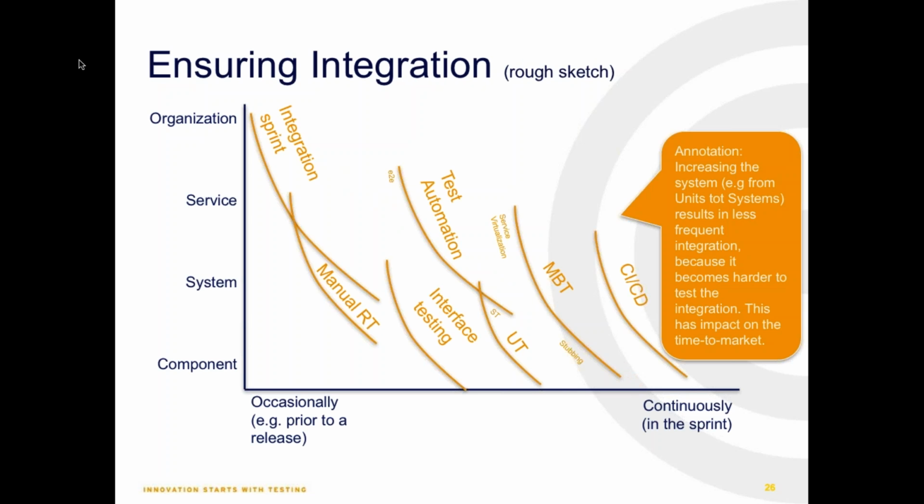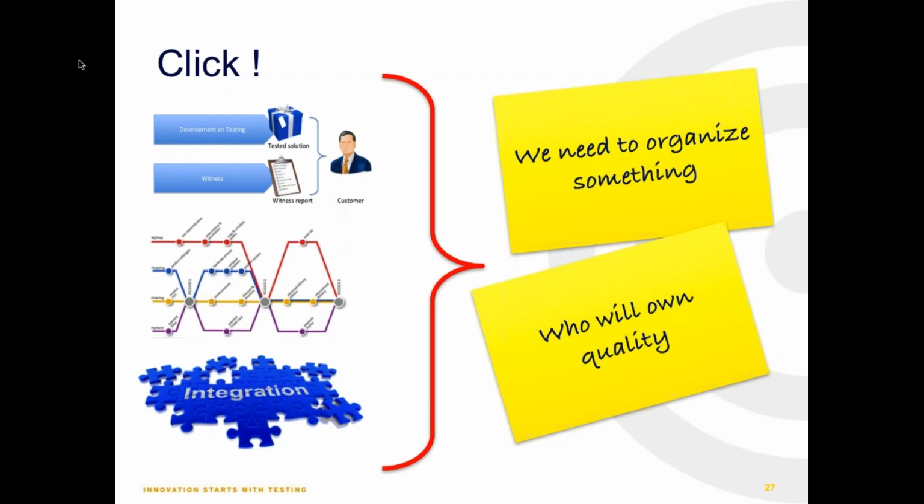I made this picture for a conference once where I say, if you have continuous integration on the right side, model-based testing, you're testing on a component level, integration can be done continuously in the sprint. But if the system size gets bigger, your system under testing, you're testing services or maybe embedding in the organization, you probably cannot fit that in the sprint anymore, and you have integration sprints or manual testing that takes a lot of effort, and you need to organize something because it does not fit in the sprint.